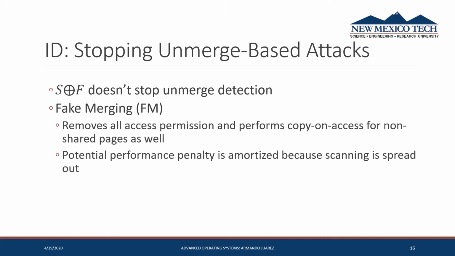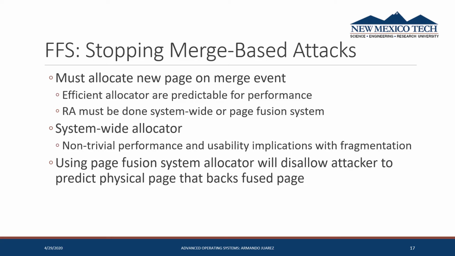So next, now that we've covered both the merging and unmerging, we're going to move to the flip feng shui for stopping merge-based attacks with respect to that. The idea of how they stop merge-based attacks is they must allocate a new page on a merge event. Now, most allocators worth their salt are more efficient, and as such became more predictable for performance to not take away, again, the performance or the resources available to the user or to the rest of the machine. And so, randomized allocation must be done either system-wide or via the page fusion system itself.